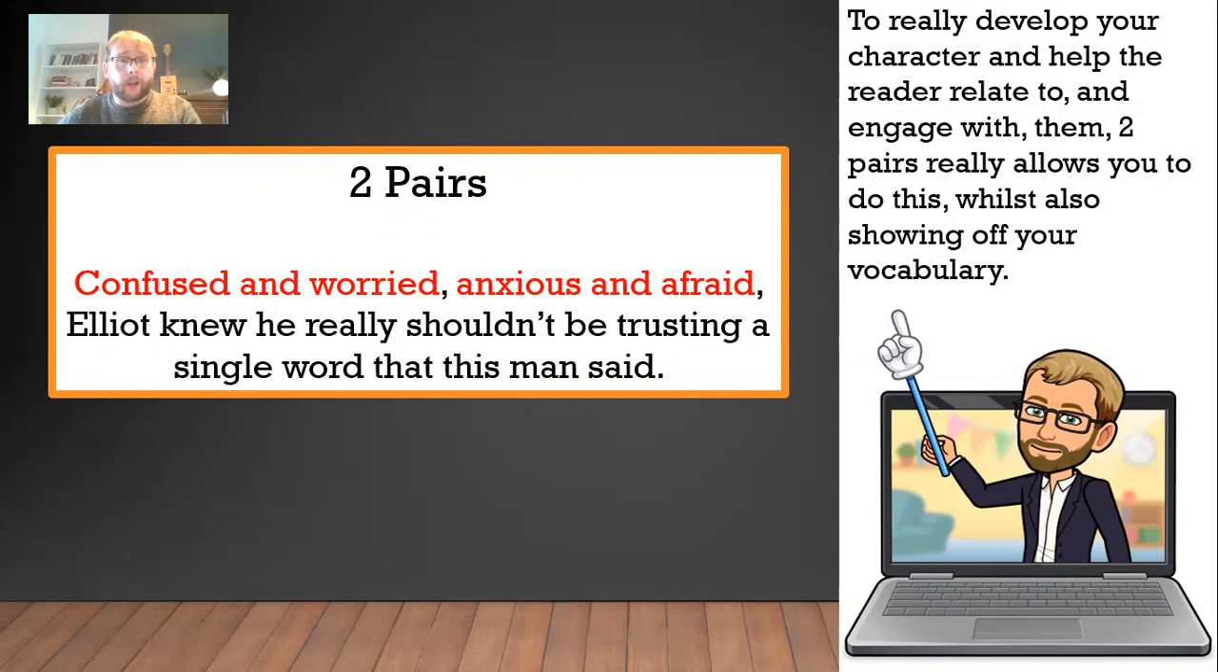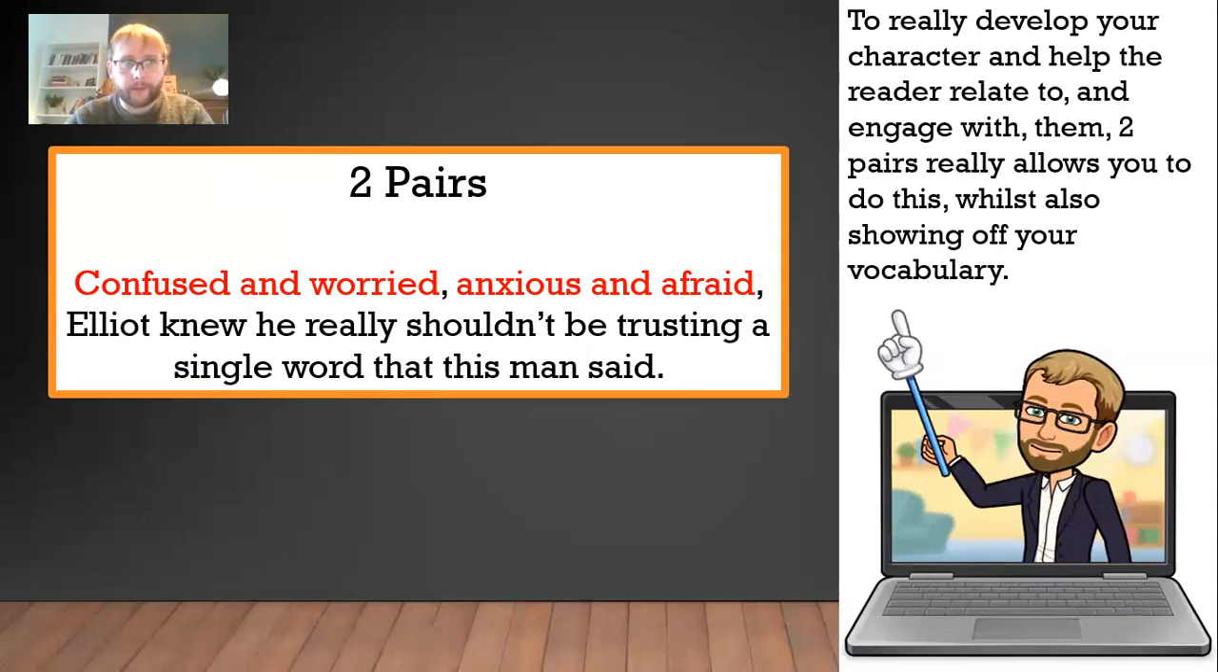So I've got, and all you do is you have 2 description words, comma, 2 description words connected with an and. Confused and worried, anxious and afraid, Elliot knew he really shouldn't be trusting a single word that this man said. So you've got 2 really good descriptive words, either descriptive verbs or adjectives that are really describing, connected up with an and then separated with a comma. That's all 2 pairs is, but it allows you to really drive home that point. Repetition is always really good when used properly, and this is a good example of using it properly.